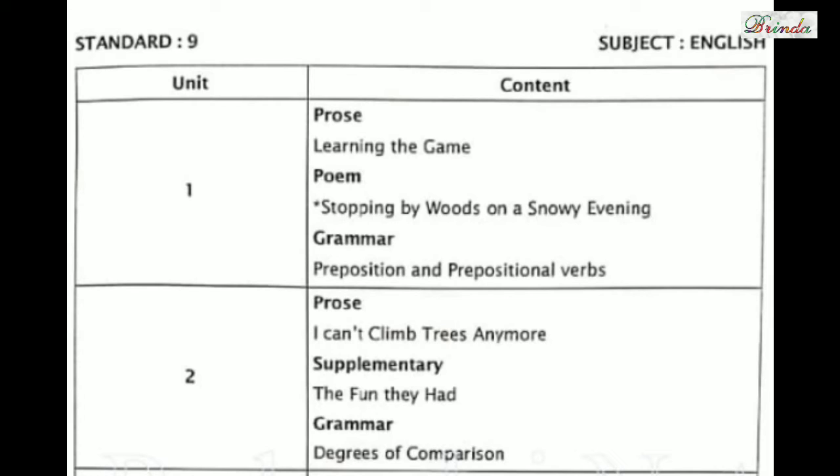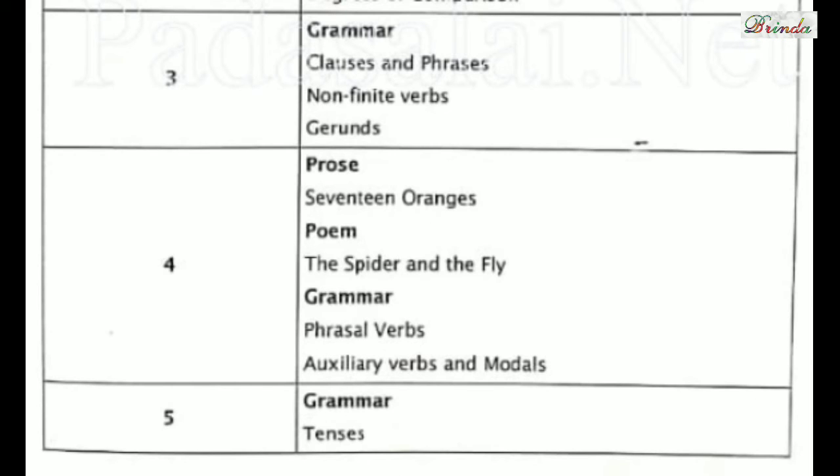In the first unit, we have prose, Learning the Game, Sachin Tendulkar one. Poem, Stopping by Woods on a Snowy Evening, memory poem. Grammar, preposition and prepositional verbs. Unit 2, prose, I Can't Climb Trees Anymore. Supplementary reading, The Fun They Had. Grammar, degrees of comparison. Third unit, grammar, clauses and phrases.